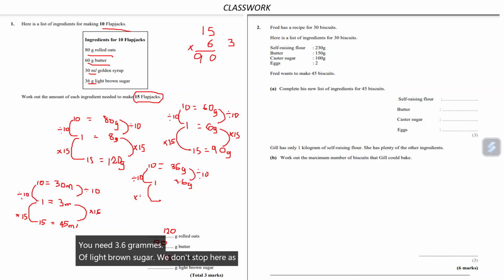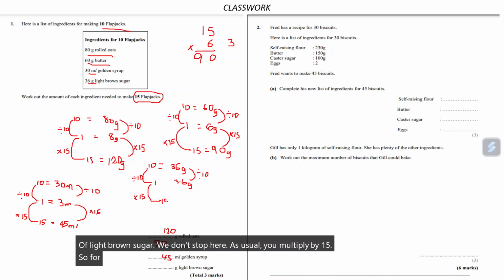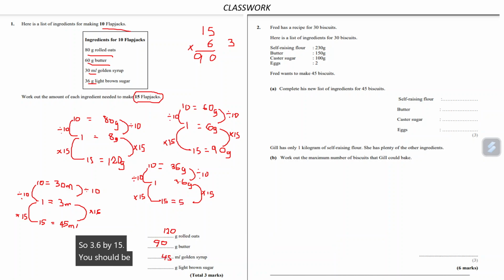You multiply by 15. So for 15 flapjacks, you multiply here by 15. So 3.6 by 15, you should be having 54 gram. 54 gram of light brown sugar.